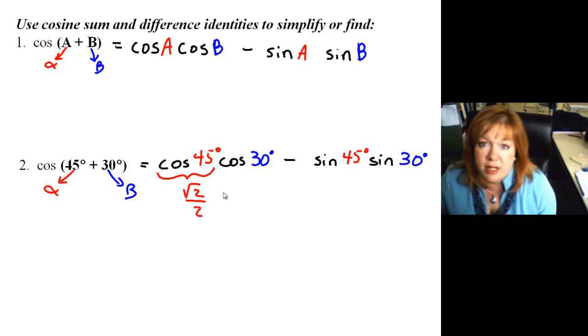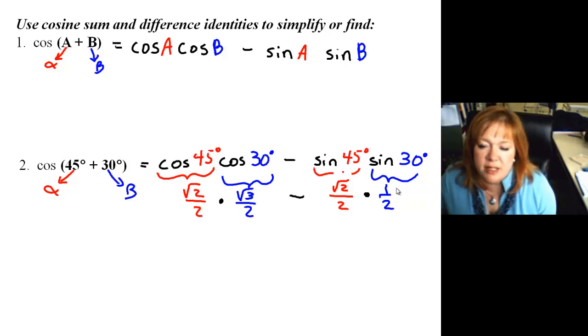The cosine of 45 is square root of 2 over 2. Cosine of 30 is square root of 3 over 2. And the sine of 45 is square root of 2 over 2. And the sine of 30 is a half. So when you simplify this down, square root of 2 times square root of 3, you just multiply the 2 times the 3. It's the square root of 6. Remember to multiply your denominator. 2 times 2 is 4.